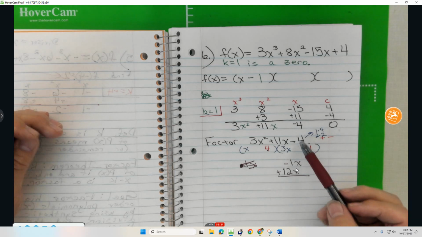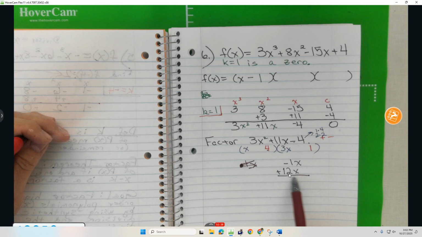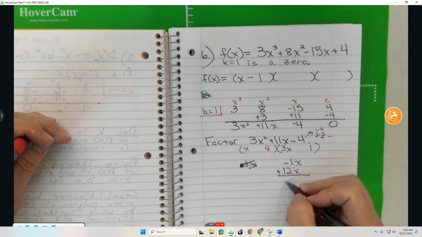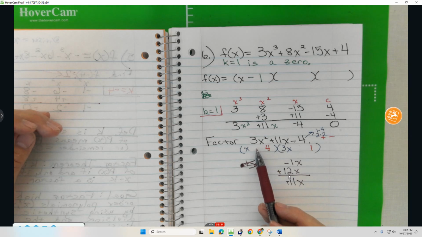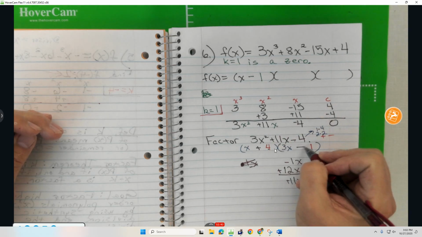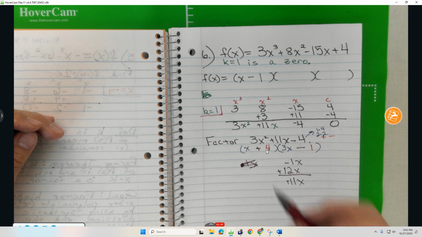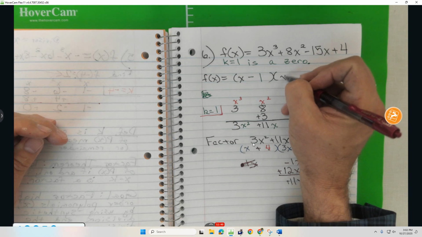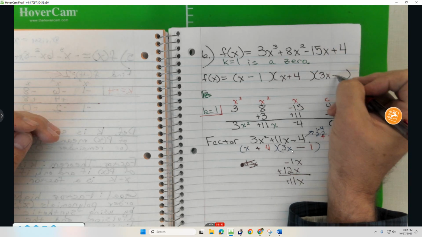How should we arrange this? So how do we arrange the signs? You want to get a positive 12x to get back that positive 11x. What sign should I put here so the inner product is a positive 12x? A plus, and there's the minus. Here are your other two sets of parentheses: x plus 4 and 3x minus 1.